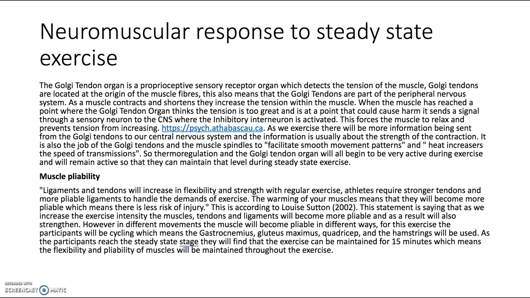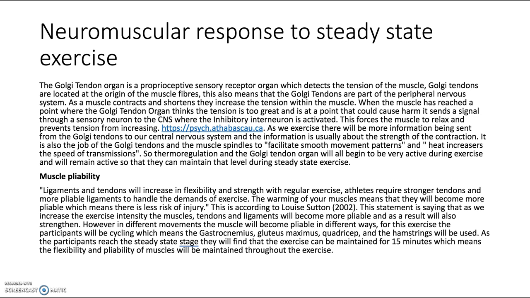Athletes require stronger tendons and more pliable ligaments to handle the demands of exercise. The warming of your muscles means that they will become more pliable, which means there is less risk of injury. This according to Louise Sutton, 2002. This statement is saying that as we increase the exercise intensity, the muscles, tendons, and ligaments will become more pliable, and as a result will also strengthen.